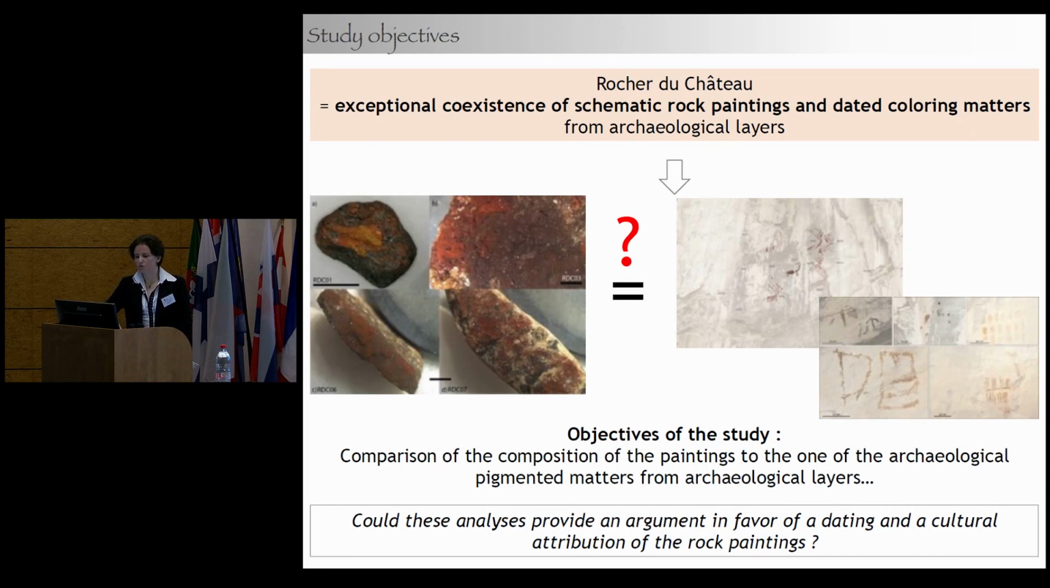So the Rocher du Château is a particularly important and interesting site because of the exceptional coexistence of the schematic rock art and the dated coloring matter. And we want to know if comparing the composition of the painting to the archaeological coloring matter from the archaeological layer could provide an argument in favor of the dating, and also information about the supply strategy, and the preparation.